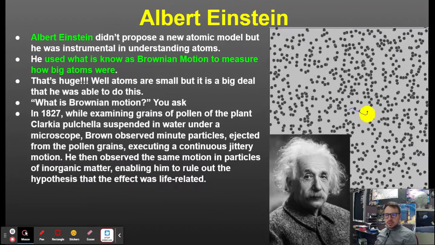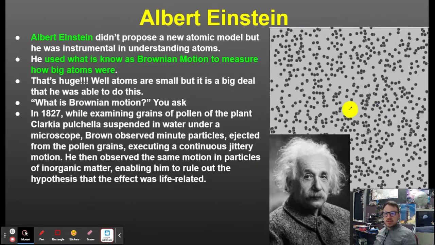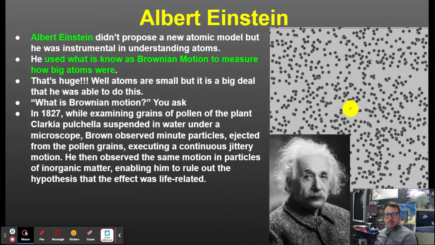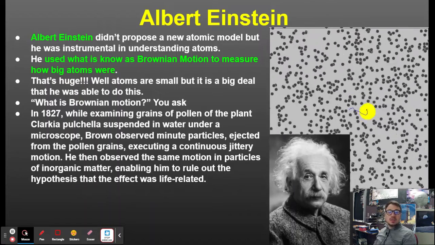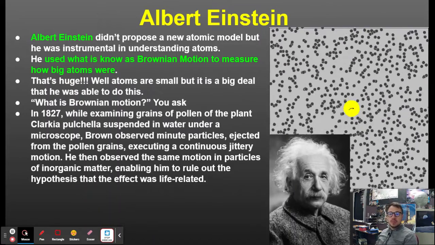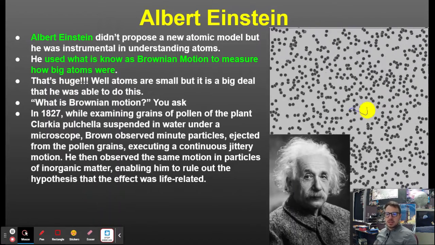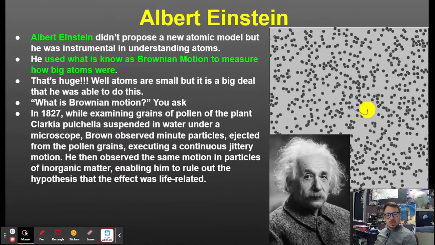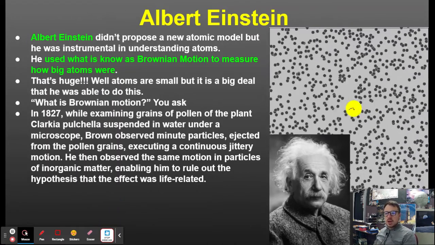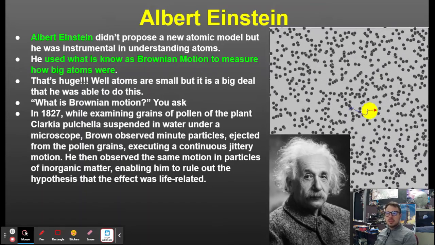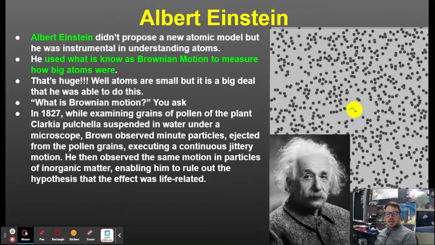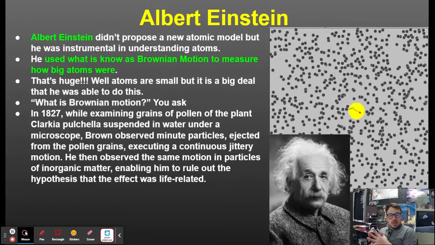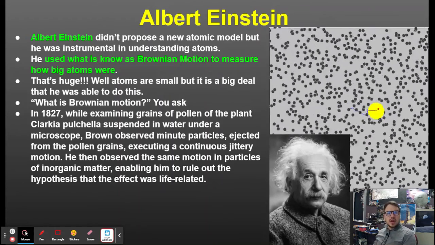So Brownian motion. In 1827, while examining grains of pollen of a plant suspended in water under a microscope, this botanist named Brown observed minute particles ejecting from pollen grains, executing a continuous jittery motion. So they were constantly moving, just like you can see in that graphic off to the right. He observed the same motion in particles of inorganic matter, enabling him to rule out the hypothesis that the effect was life-related.